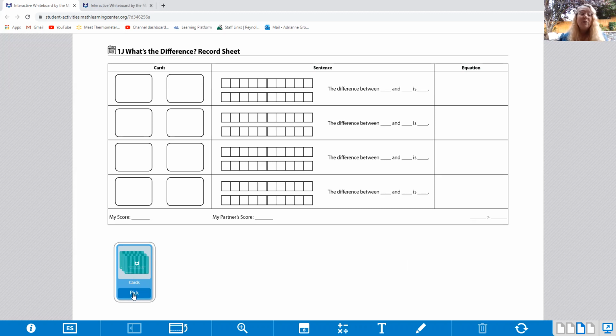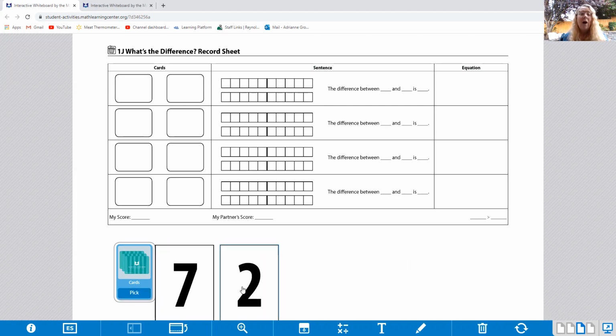The first thing I'm going to do is pick 2 cards. 1, 2. So I chose 7 and 2. Now I'm going to write those numbers in the boxes. I got 7 and 2. So now I color in 7 squares on my first 10 frame, and I color in 2 squares on my second 10 frame.